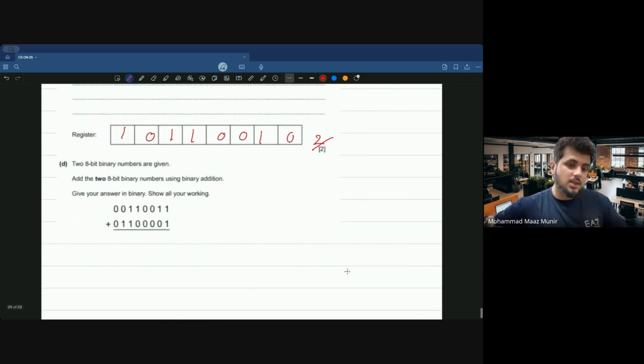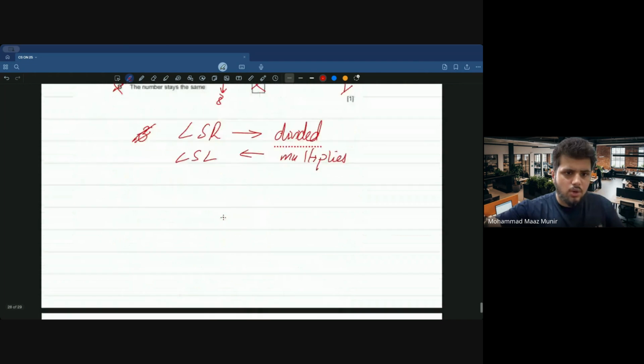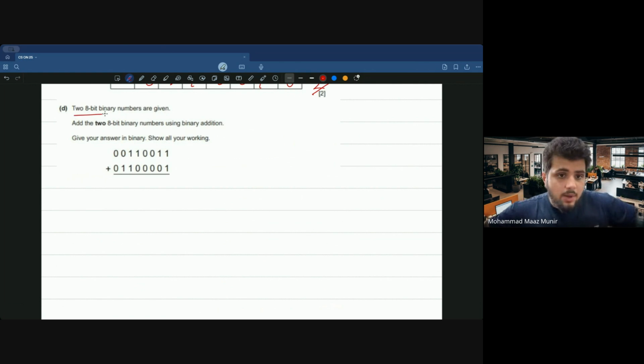Then the D part says it's the same question like this one. It's continued. Or is it a different one? I guess it's a different one. Now the D part, two 8-bit binary numbers are given. Add the 8-bit binary numbers using binary addition. Like guys, it's so easy. You just get 2 marks again for this too.